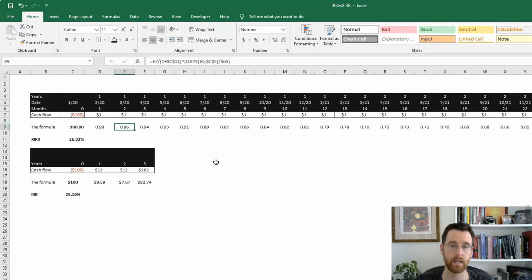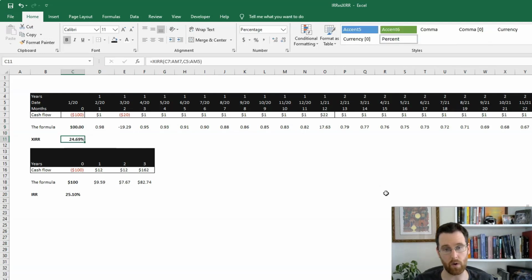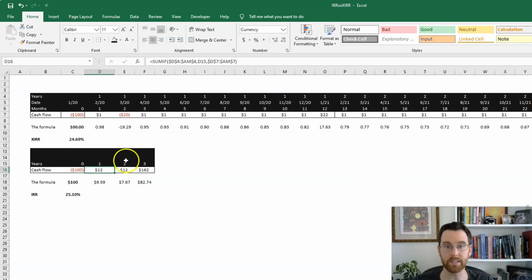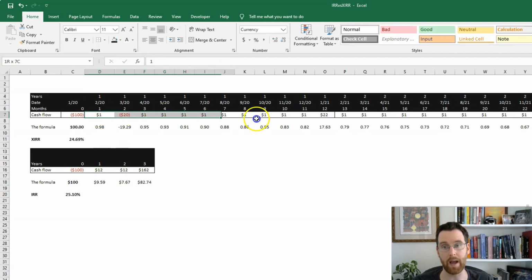So let's say we have negative $20, for example, in month two, but then month 12, we have $22, so that when you add up all of the monthly cash flows, it still equals $12. And you'll see that our XIRR actually now is lower at 24.69% than our IRR. Because regardless of the nuance that happened in the month, the IRR is only capturing the $12, or the sum of what happened throughout that period.